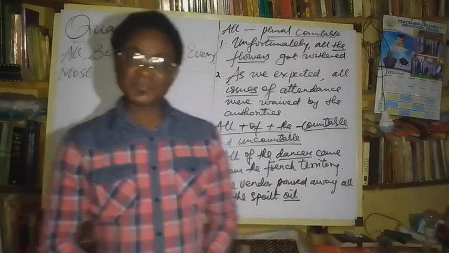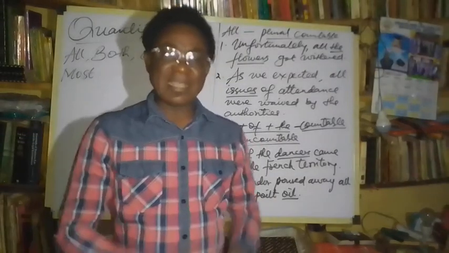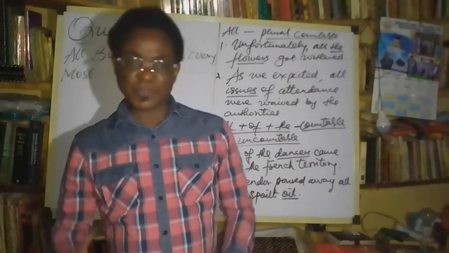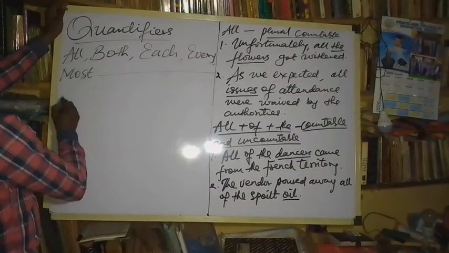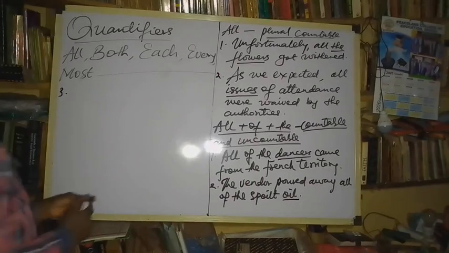The equivalent of all of the is to say the whole. The whole. Let us take an example. Number 3.